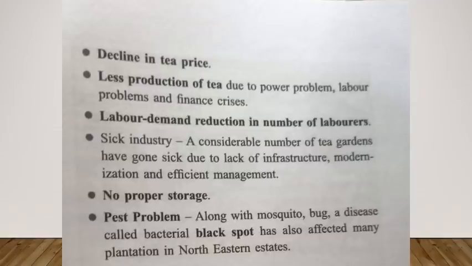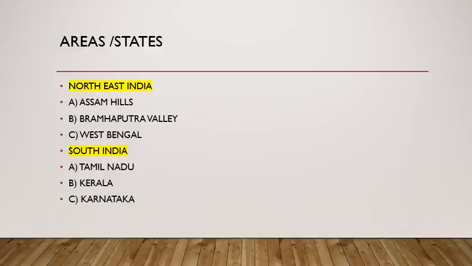Now, tea plantation cannot be done in the entire country because you all know that all the plants have certain geographical requirements. So tea plantation is concentrated only in a few areas. In India, there are two main belts. One is in Northeast India, the second is in South India.